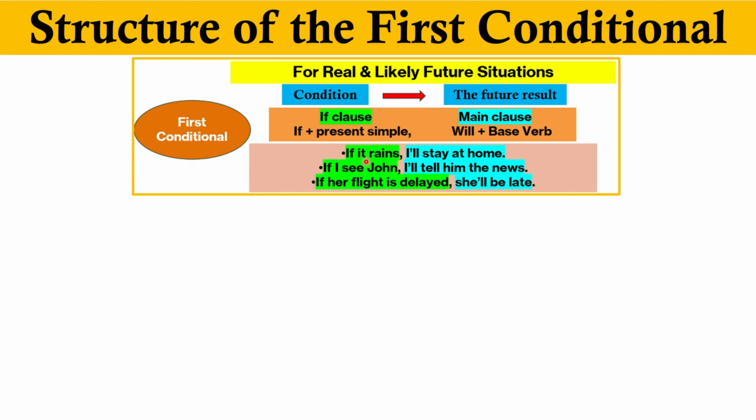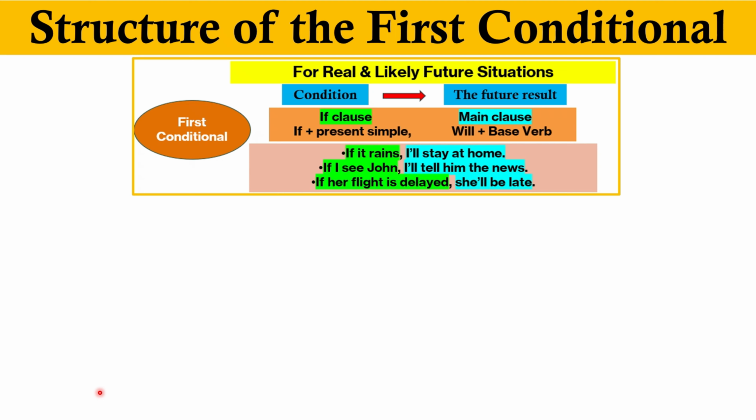Let's look at some examples. If it rains, I'll stay at home. If I see John, I'll tell him the news. If her flight is delayed, she'll be late. In all these examples, the part beginning with if shows the condition, and this is highlighted in green. And the other part shows the result, which is highlighted in turquoise.